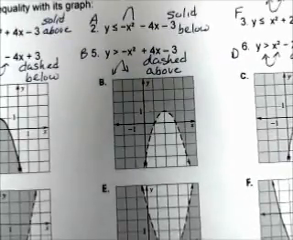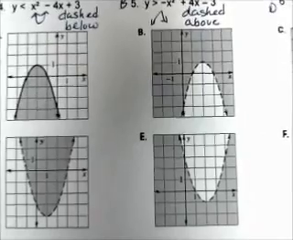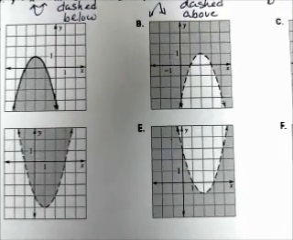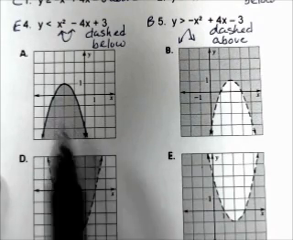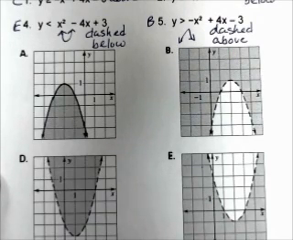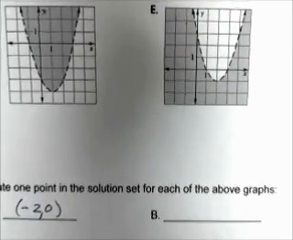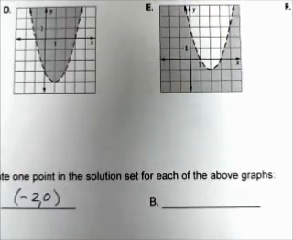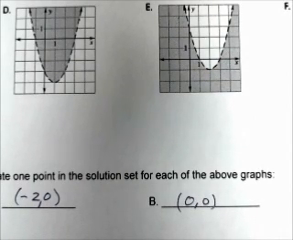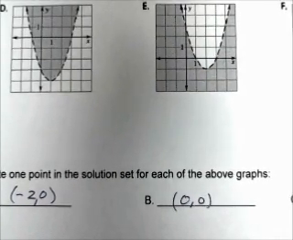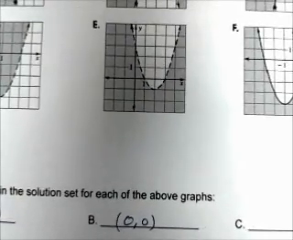And now finishing up, state 1 point in the solution set for each of the above graphs. Again, there are many more, this is just one. For example, here, if I take negative 2, 0 for A. For B, I'll pick 0, 0. So you're looking for a point in the shaded region. That would be a point in the solution set. The shaded region is a solution set.